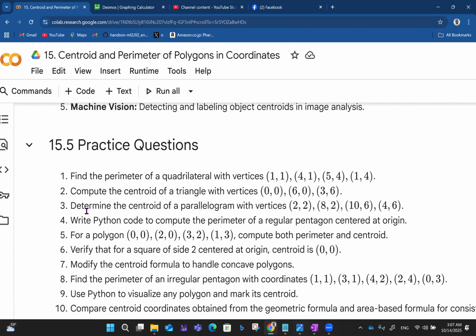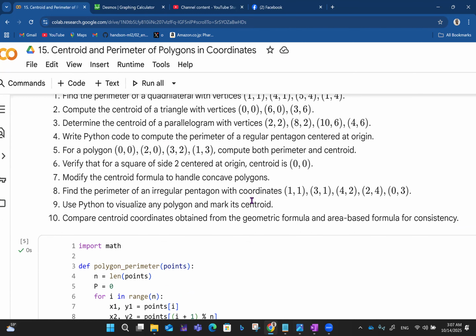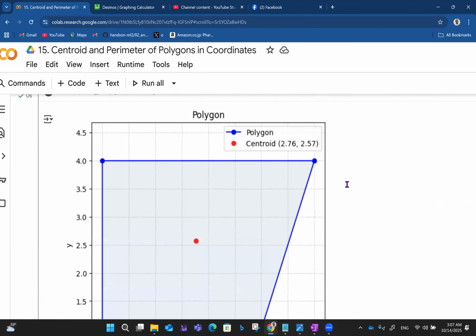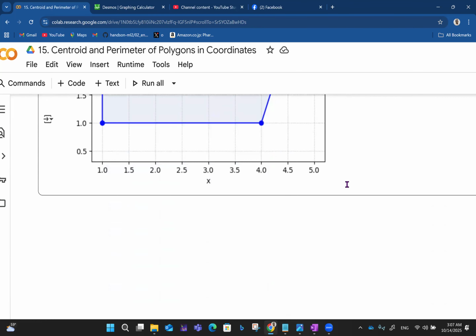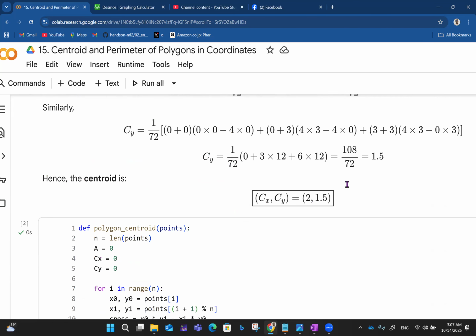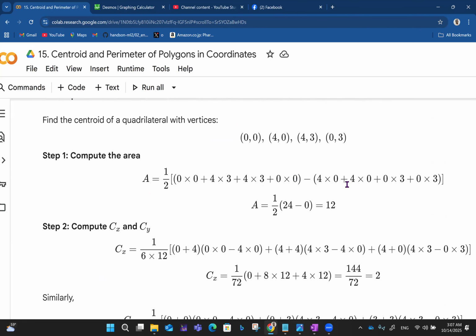Then you can compute the centroid of a rectangle, so you can use the codes above and all that. Then determine the centroid of a parallelogram with vertices there, so you can work around all of this. So here now 1, 2, 3, 4, 5. So this is a pentagon. Now you want to find the perimeter of an irregular pentagon with these coordinates. So you want to try your hands on that using the code or whatever you want to use. So with this, I come to the end of this interesting video about centroid and perimeter of polygons in coordinates.